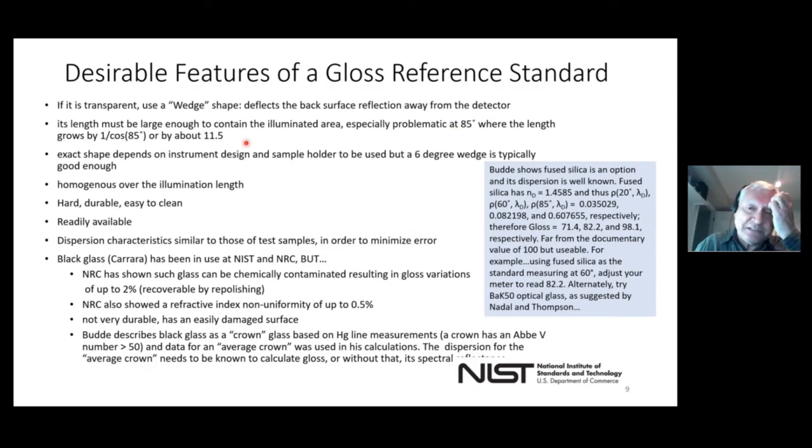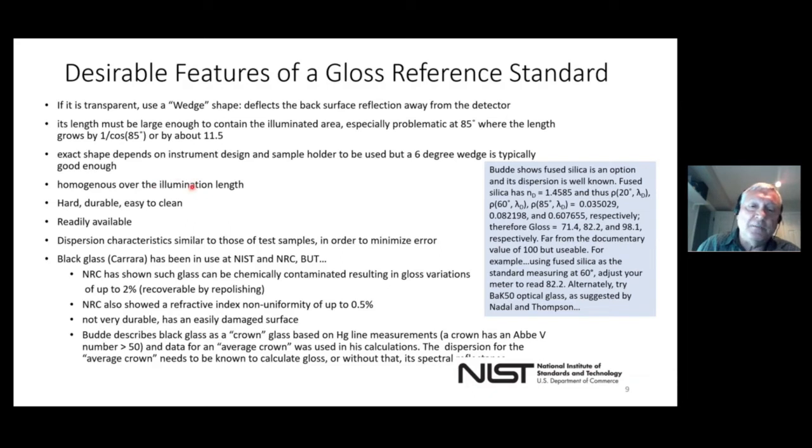And this is especially critical at 85-degree angle of incidence, where the illuminated spot can grow by about a factor of 11.5. The exact shape of the wedge depends on the instrument design and even the sample holder, but about a 6-degree wedge is good enough to isolate the first surface of the reflection.